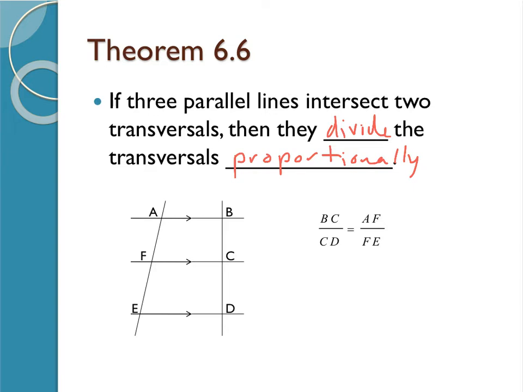So we're going to have the same proportions here as we did in the triangle. So BC over CD is going to be equal to AF over FE. So it's just the same thing as the triangle we were doing earlier, but now we have 3 parallel lines that are cut by 2 transversals. And they're just going to have the same proportion. Okay, let's look at some examples.